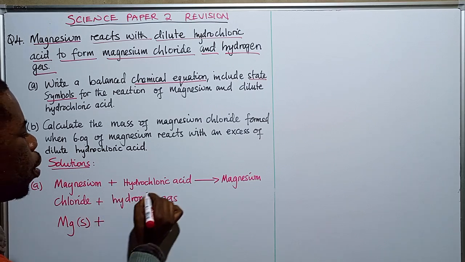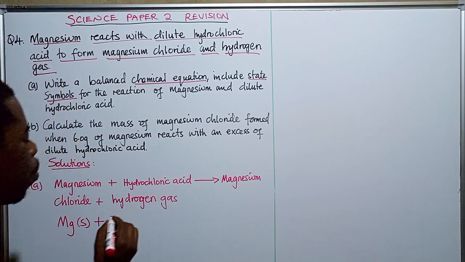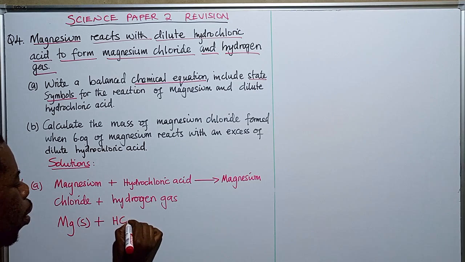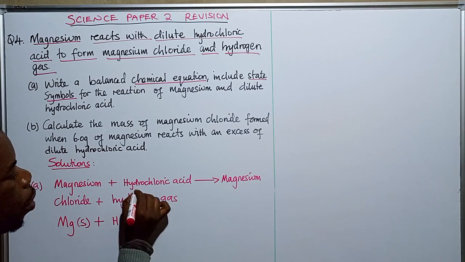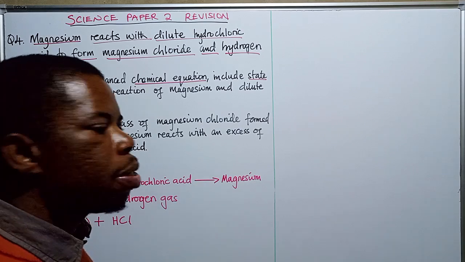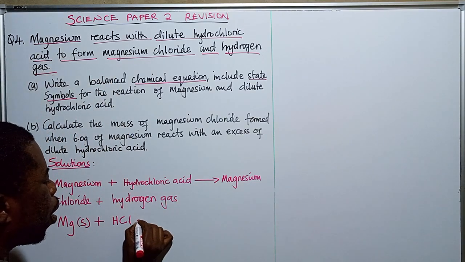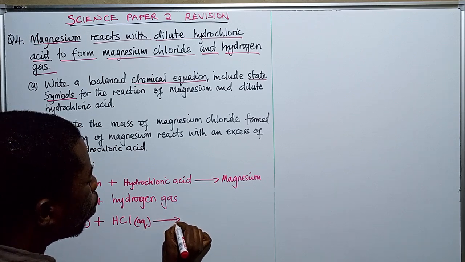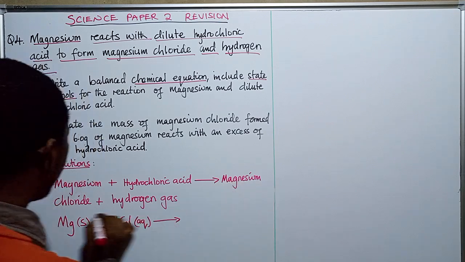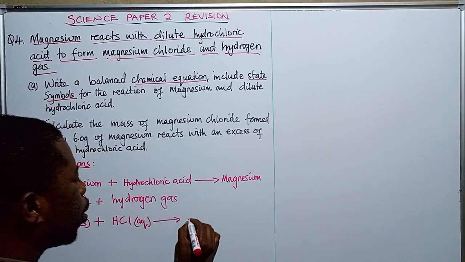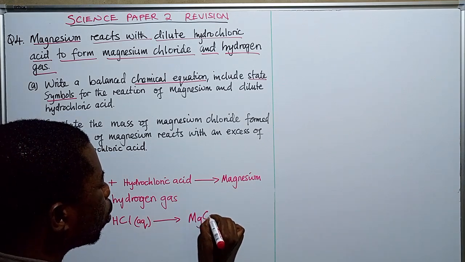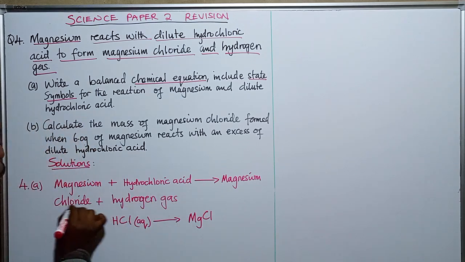Then hydrochloric acid. Here you have to memorize its chemical formula. It is always capital H, capital C and small l, HCl. Since it is an acid, in which state is it? It is aqueous, where we write aq like that. Then we maintain the arrow. Then this magnesium chloride can be written as magnesium, which is capital M, then chloride, like that.